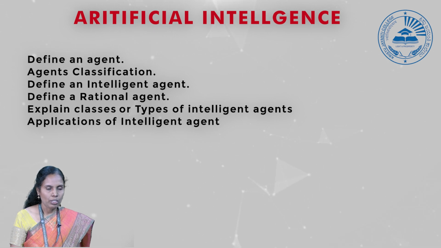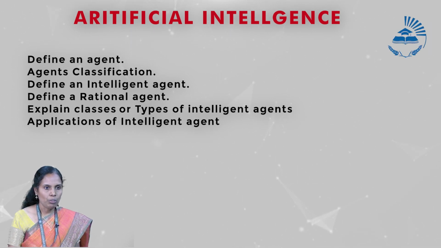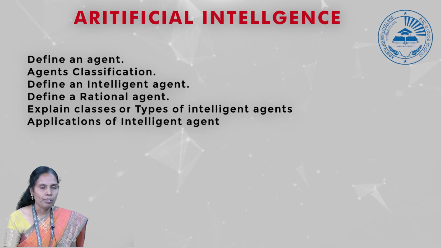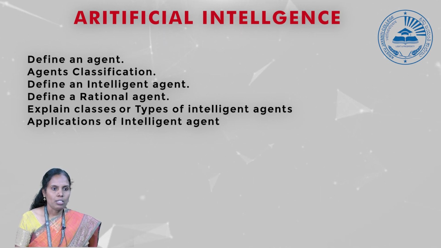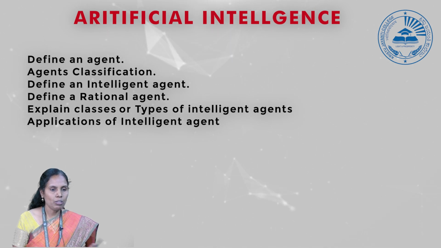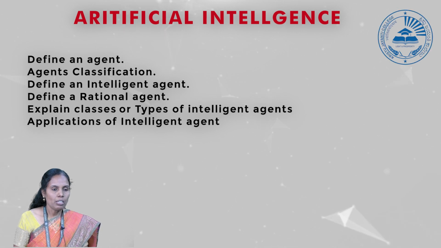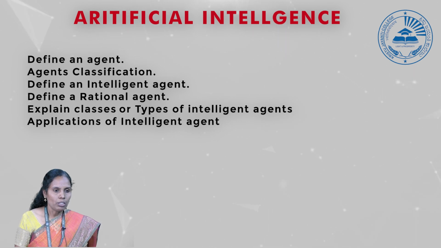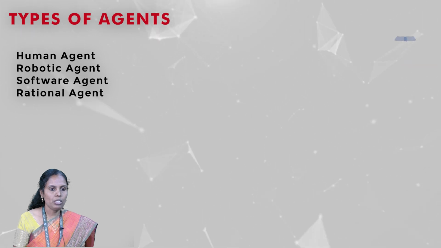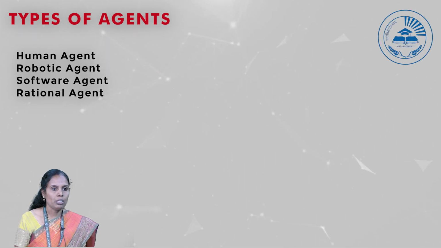So in the agents, two things will be there. One is a sensor and another one is an actuator. Sensor is between one object, that is between the one human and the other object. Okay, here two things are there. One is a sensor and another one is an actuator. Agent, three types of agents are there: human agent, robotic agents, software agents, and another one is a rational agent.